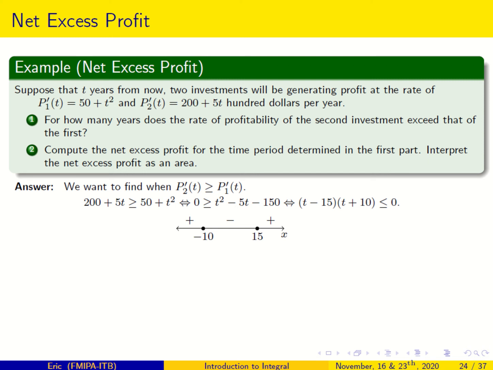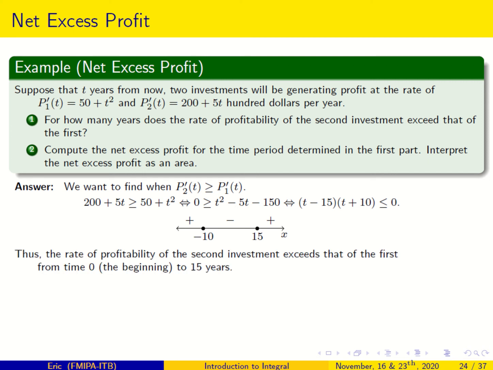And so the rate of profitability of the second investment exceeds that of the first from year minus 10 to 15. But t should be positive, so the rate of profitability of the second investment exceeds that of the first investment from time 0, the beginning, to 15 years. Don't forget t should be positive.